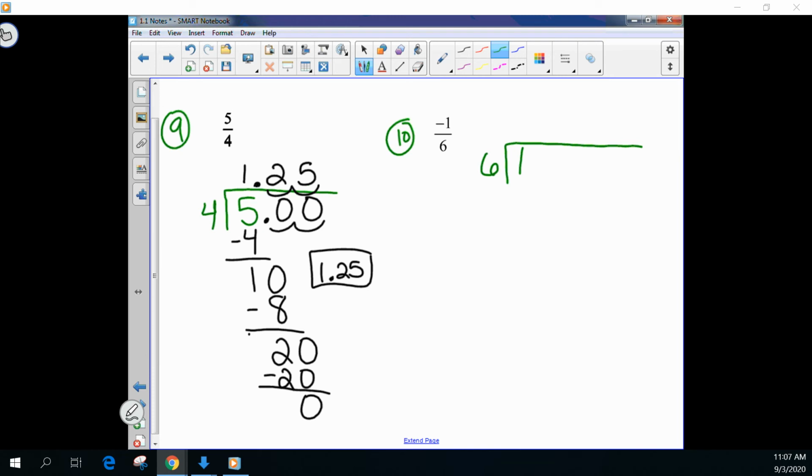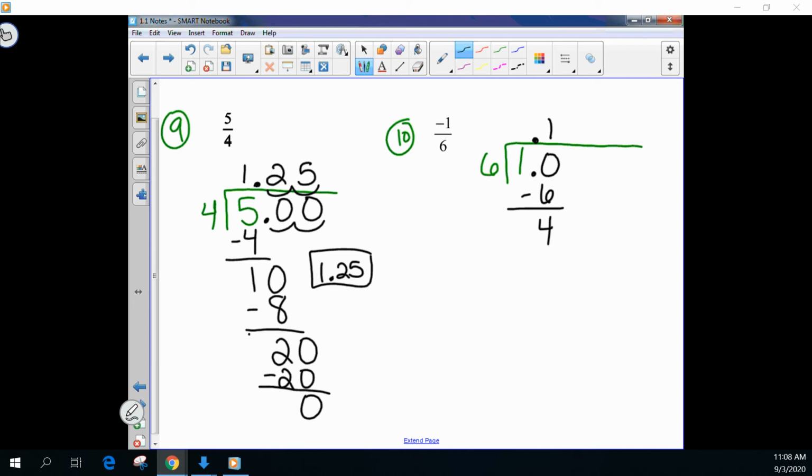So I'm already starting off with having to add a decimal because 6 cannot go into 1. So I'm going to add a decimal and a 0, and I can actually go ahead and put the decimal straight up on my answer part. So 6 goes into 10 how many times? Would be 1 time. 6 times 1 is 6, so I need to subtract. 10 minus 6 would be 4.